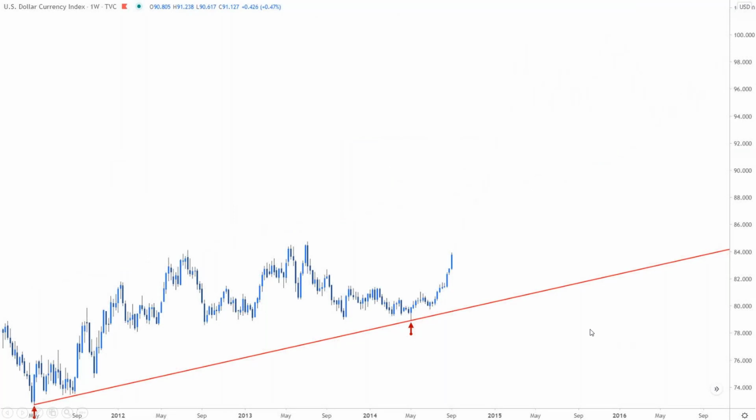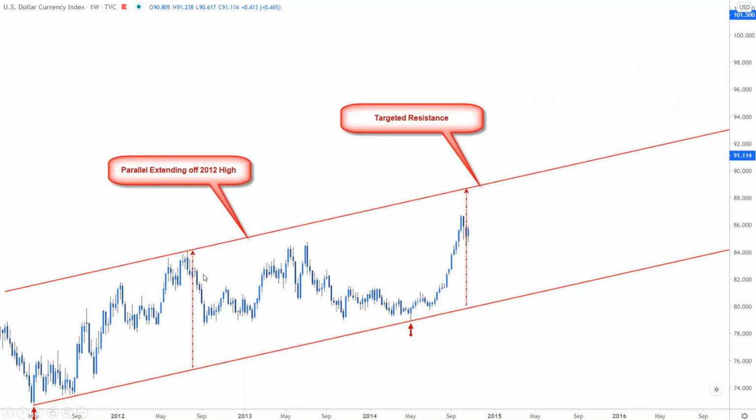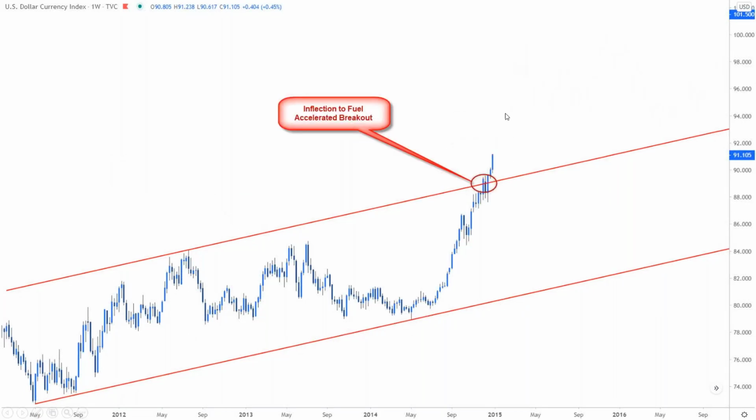So DXY, you guys, if you've been in the morning webinars with me for the last 3 years, you know what I'm talking about. This slope was a basic slope off the May 2011 low and the 2014 low, right? If you take a parallel of that and extend it to the high, it gave you a reference point just below 90 as your targeted resistance. If this breaks, what should we be expecting? Acceleration, a breach of uptrend resistance. We got the break, we got the close, there was the rip.